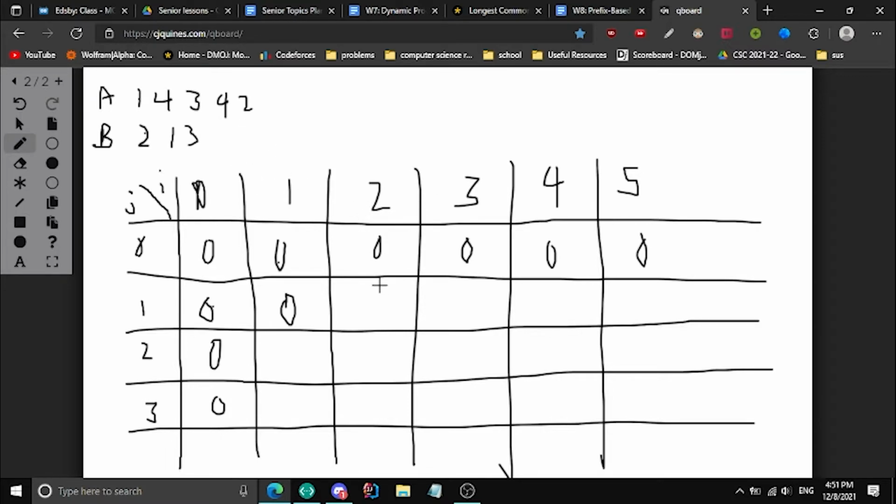And continuing onwards, we have dp at 2 of 1. So we're looking at the prefix 1, 4, and we're looking at the prefix 2 in sequence B. And it's still, 4 is still not equal to 2, so we take the maximum of the thing above and the thing to the left, until we reach element 5. So 3 is not equal to 2 and 4 is not equal to 2, but 2 is equal to 2. So for 5, we see that 2 and 2 are equal, and so excluding these, that would be these prefixes right here, right?